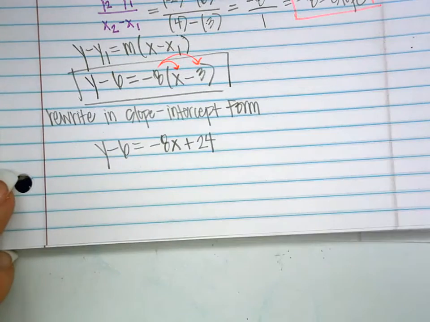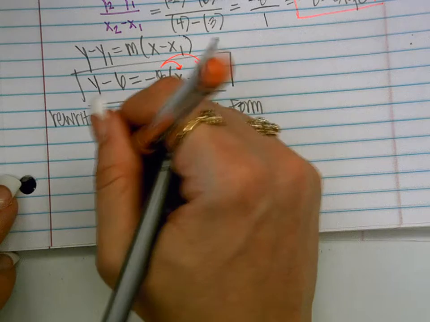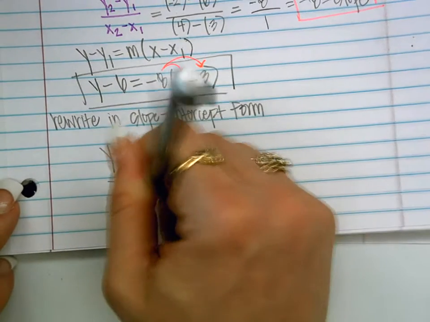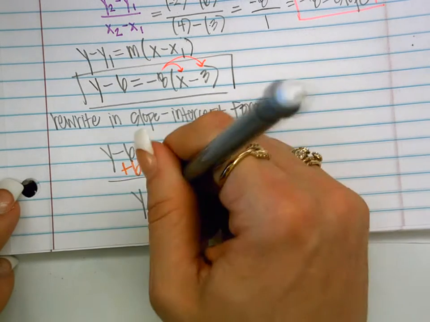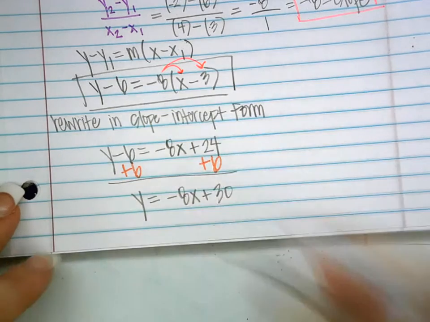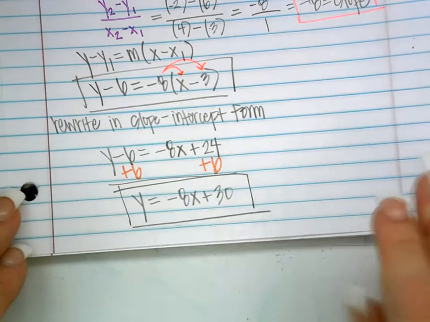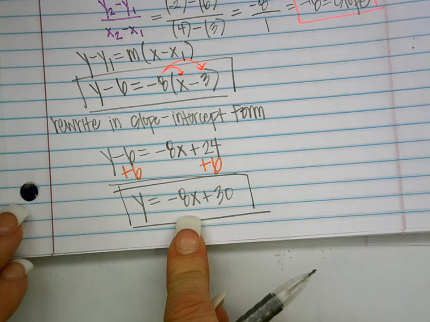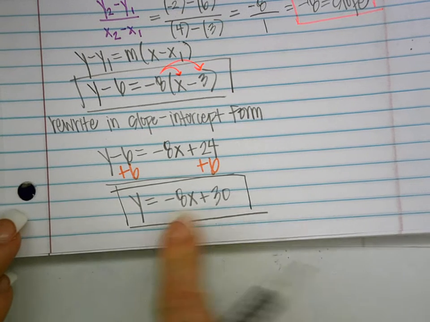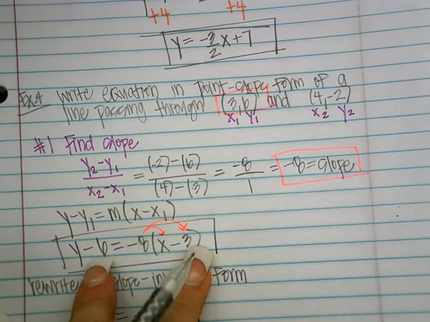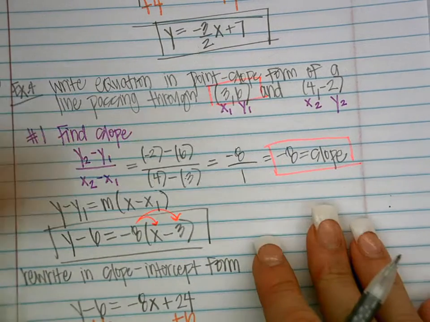Then what would we do? Add the 6, so move the 6. If you move the 6, you would get y equals what? Negative 8x plus 30. That's the right answer. What kind of form is this one called? Slope intercept form. That's called slope intercept form because you can look at it and that's the slope, that's the intercept. The other one is point slope form because there's a point inside and a slope. That's the difference between the two.